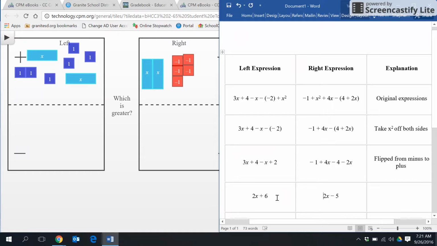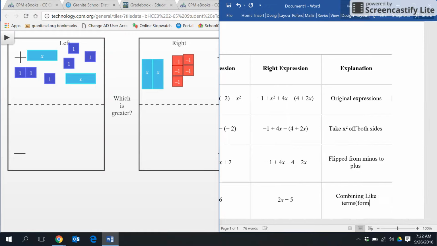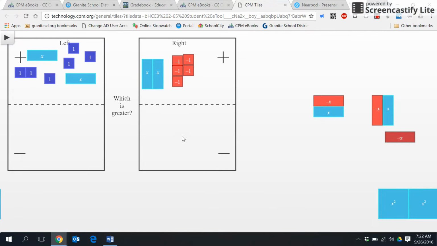So now over here you can see I've just got my 2x plus 6. I've got 2 x's, 6 ones. 2x minus 5, I've got 2 x's, minus 5. I did this by combining like terms or forming 0 pairs. Now we've still got one more step that we can do to simplify this.